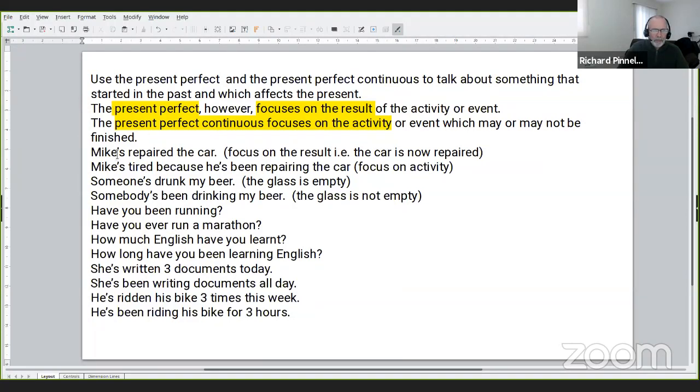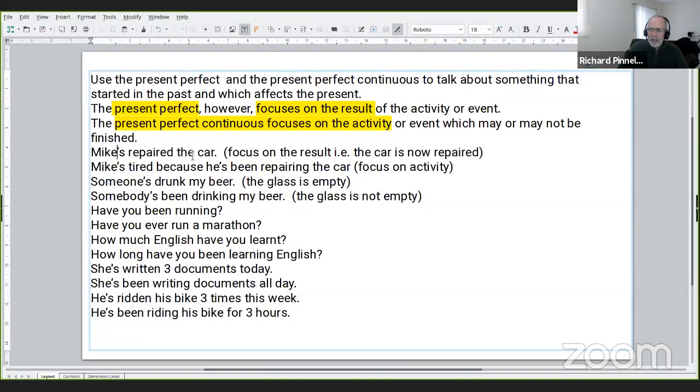Now, I've got two examples here. The first one says, Mike's repaired the car. That's in the present perfect simple. The focus of this sentence is on the result. That is, Mike's repaired the car and now the car is repaired, is finished. And this one, Mike's tired because he's been repairing the car. The focus is on the activity. This one doesn't tell us if he's finished or not. He may be finished, he may not be finished. But what we're talking about here is the activity, not the result. With this one, we're talking about the result. The result is the car is finished.